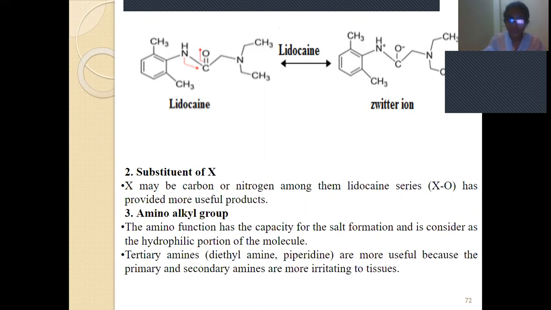And the amino alkyl group means the amino function has the capacity of salt formation, and it is considered as the hydrophilic portion of the molecule. The tertiary amines are most useful because the primary and the secondary amines are irritable to the tissues.